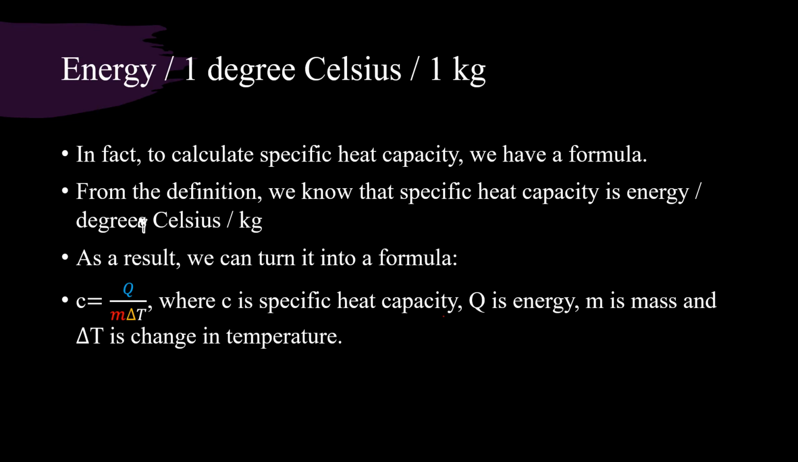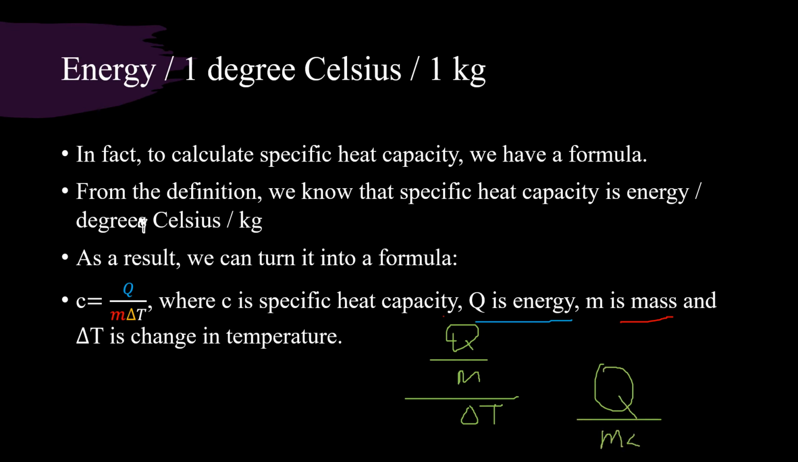Now let me rub that out. Q is the energy, which means that's the energy needed per mass. So we put mass here, and we can evolve this into something like Q divided by m divided by delta T. This is the basic idea, but because we can simplify it, we can just directly write Q divided by m times delta T.